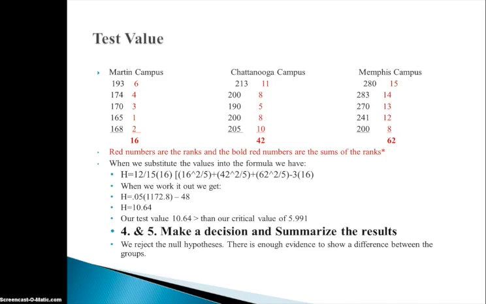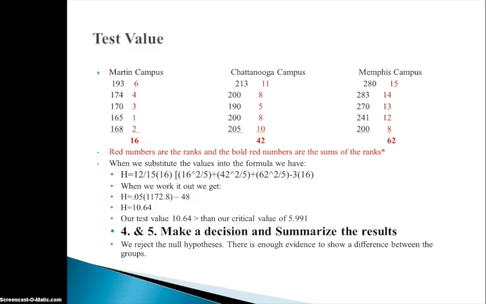As you can see, the ranks have been put in red and the totals are underneath for each different campus site. Martin campus has a total of 16 for the sum of their ranks. Chattanooga campus, the rank sum is 42.